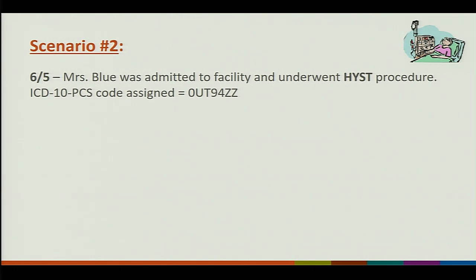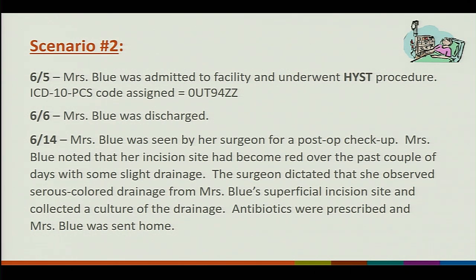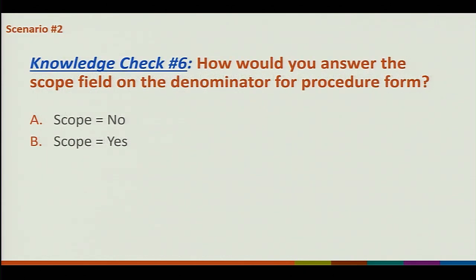Okay, I think we could probably do maybe one more scenario. Okay, scenario 2. On 6/5, Mrs. Blue was admitted to the facility and underwent a HIS procedure. The patient had an ICD-10 code assigned as follows. On 6/6, Mrs. Blue was discharged. But on 6/14, she was seen by her surgeon for a post-op checkup. Mrs. Blue noted that her incision site had become red over the past couple of days with some slight drainage. The surgeon dictated that she observed serous-colored drainage from Mrs. Blue's superficial incision site and collected a culture of the drainage. Antibiotics were prescribed, and Mrs. Blue was sent home. The culture results showed staph epidermidis on 6/16. So the question is, how would you answer the scope field on the denominator for procedure form?